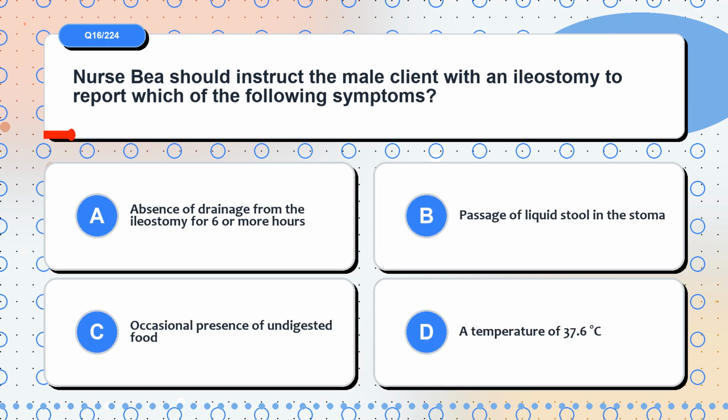Question 16. Nurse B should instruct the male client with an ileostomy to report which of the following symptoms? Here are the options. Option A. Absence of drainage from the ileostomy for 6 or more hours. Option B. Passage of liquid stool in the stoma. Option C. Occasional presence of undigested food. Option D. A temperature of 37.6 degrees C.